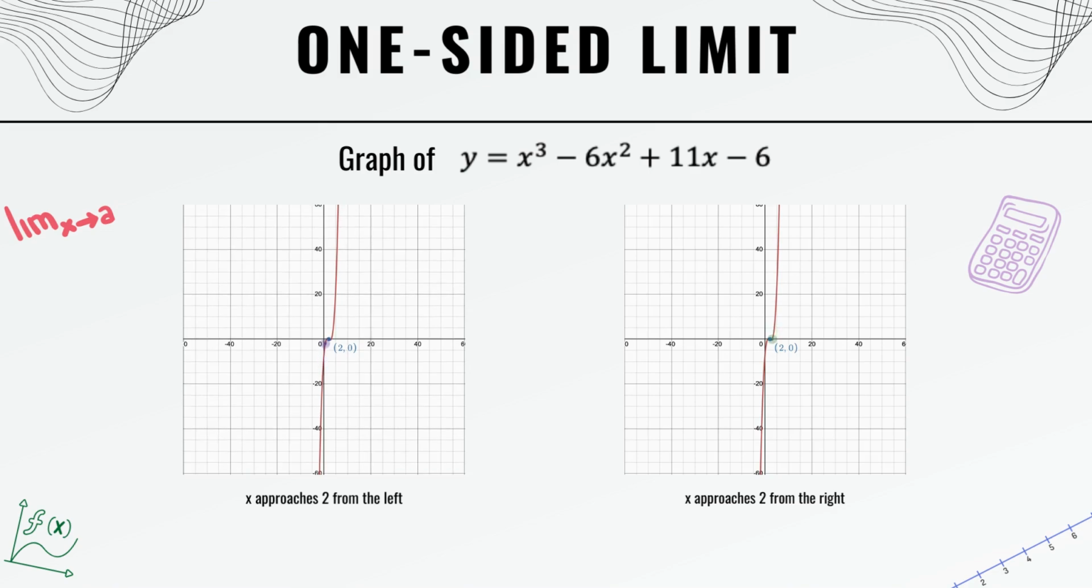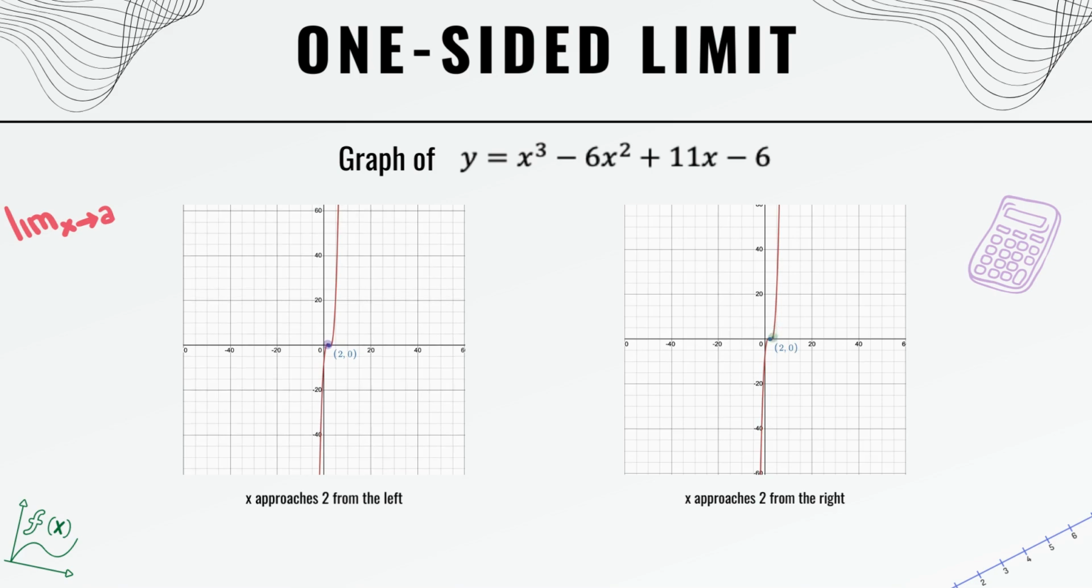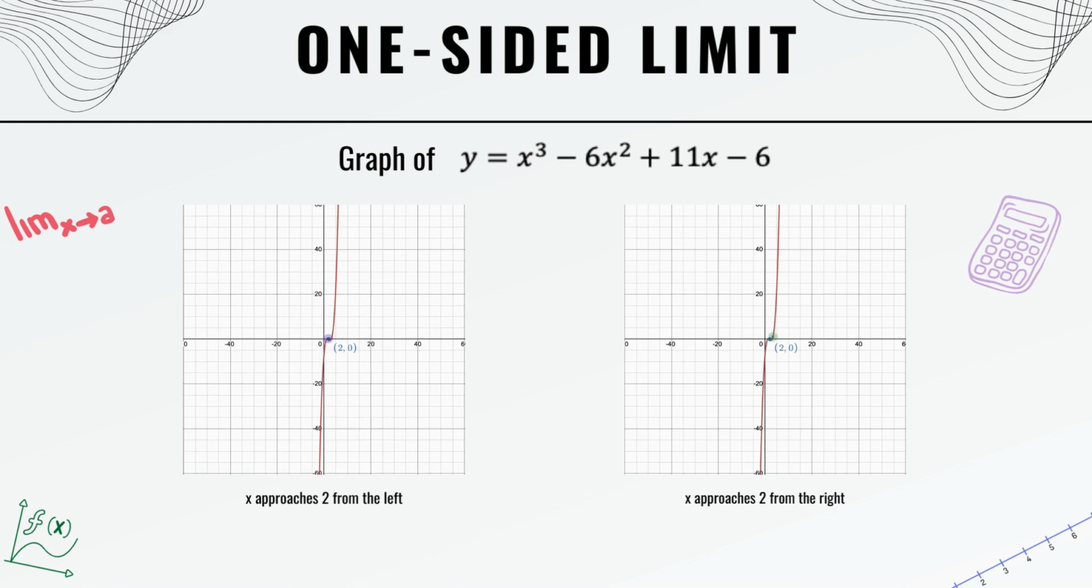Those are our one-sided limits, the limits of a graph at a when your x value approaches a from either left side, which we call the left-handed limit, or right side, which we call the right-handed limit. The combination of those two one-sided limits is our ordinary limit, two-sided limit.